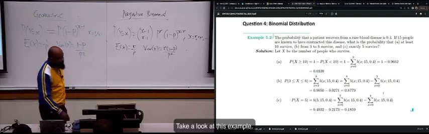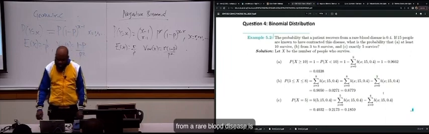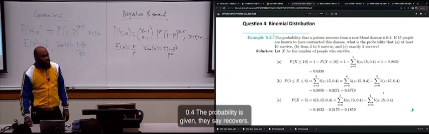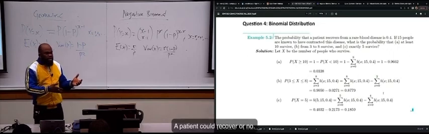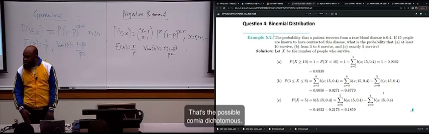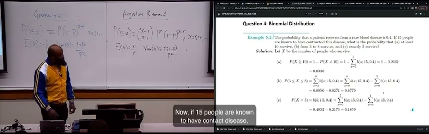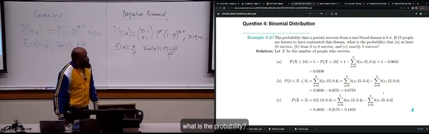Take a look at this example. The probability that a patient recovers from a rare blood disease is 0.4. The probability is given. A patient could recover or not, so the possible outcome here is dichotomous. Now, if 15 people are known to have contracted the disease, what is the probability?